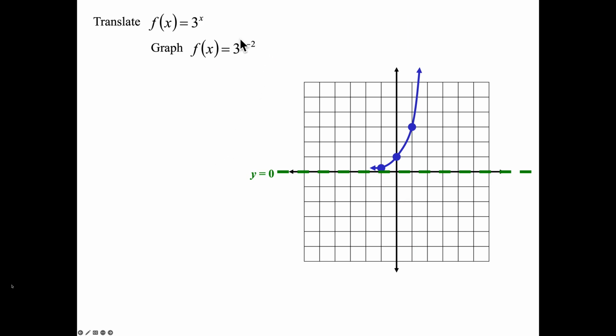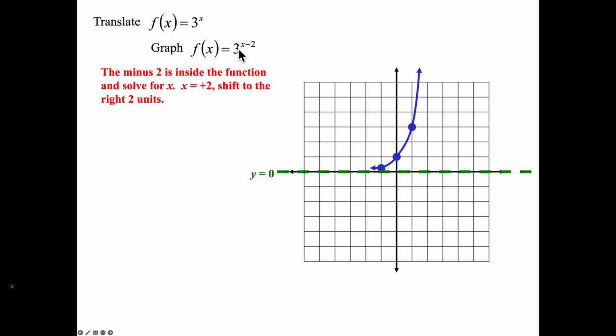Here, notice that now my base 3 is raised to the x minus 2. So now something is inside my function. This is going to change my x's. So again, starting with your 3 basic points before, these will all be base 3 graphs. If you want to pause the video and plot those 3 points on all the graphs in your notes, go ahead and do that because we'll come back to it. You don't have to draw the curve because we're always just going to move those points.